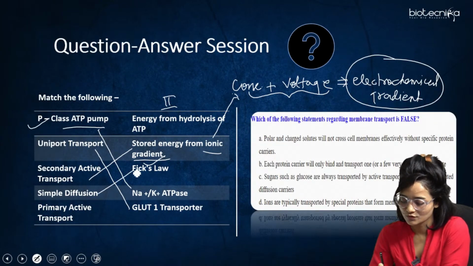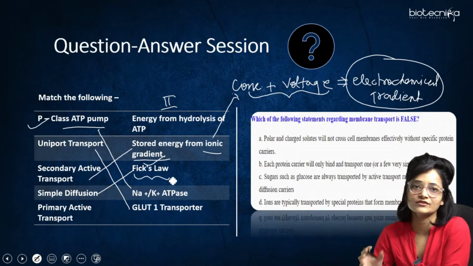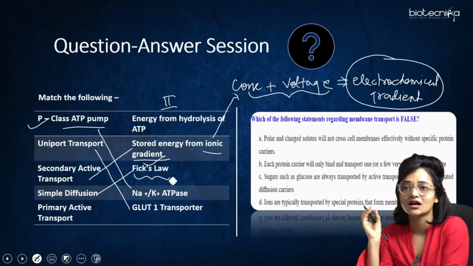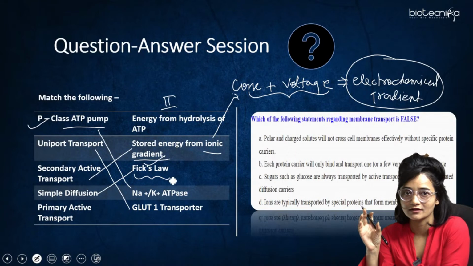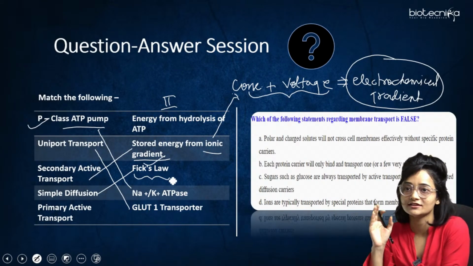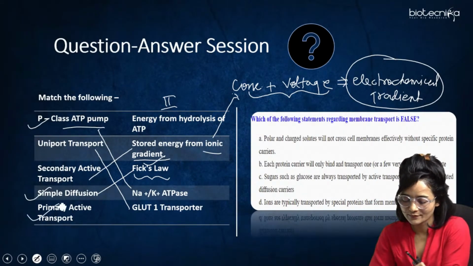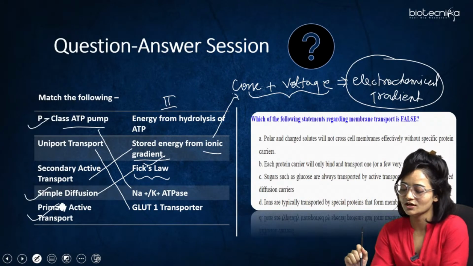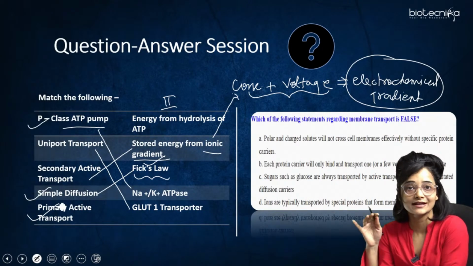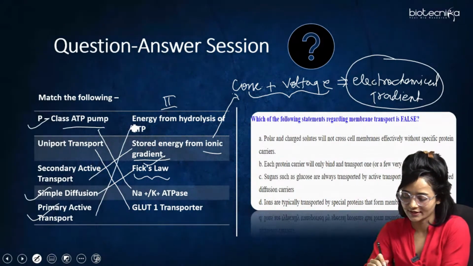Simple diffusion, it follows Fick's law, right? It's correct, Fick's law, because whichever solute directly interacts with the plasma membrane, the transport of all those molecules follows Fick's law, and it basically happens in simple diffusion. For the primary active transport, the energy is directly derived from the hydrolysis of ATP. So this is the correct answer for this.